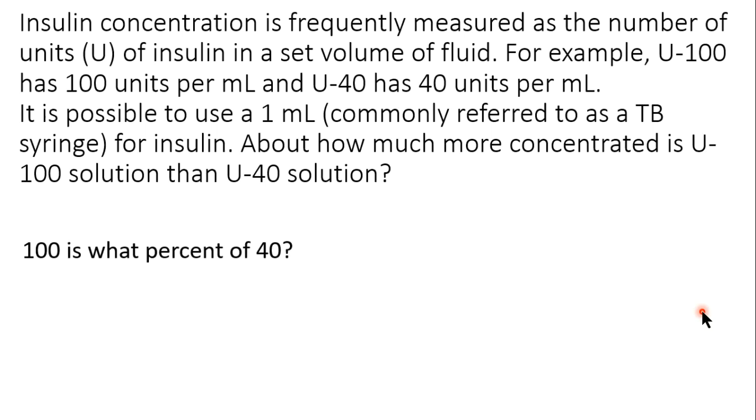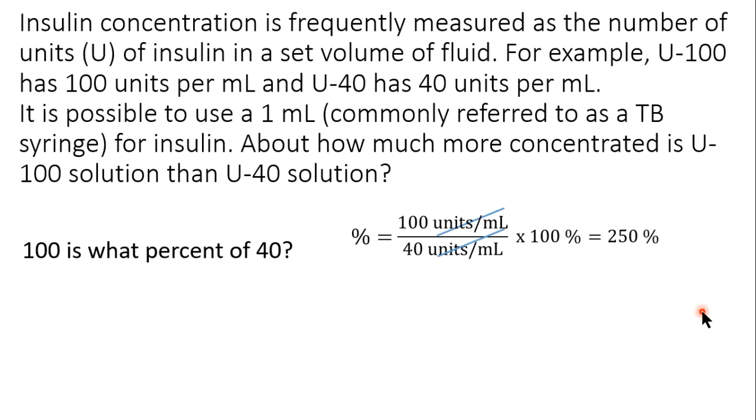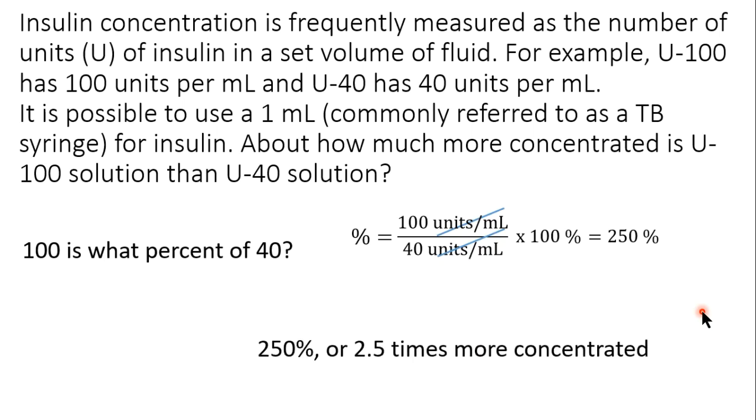So we are looking for 100 is what percent of 40? So we're looking for percent. We divide one over the other. So 100 units per milliliter over 40 units per milliliter, times 100%. The units cancel, and our result is 250%. So a U100 is 250%, or 2.5 times more concentrated than a U40 solution.